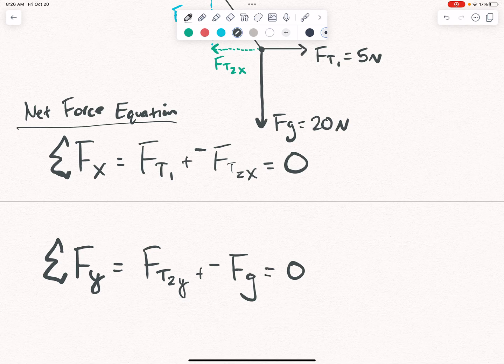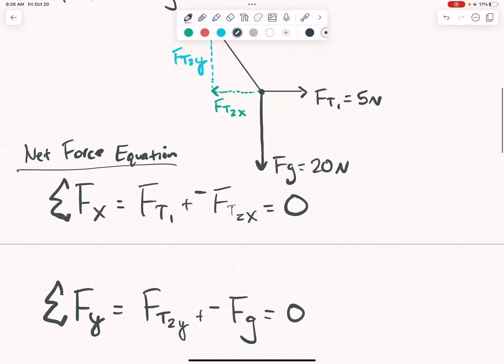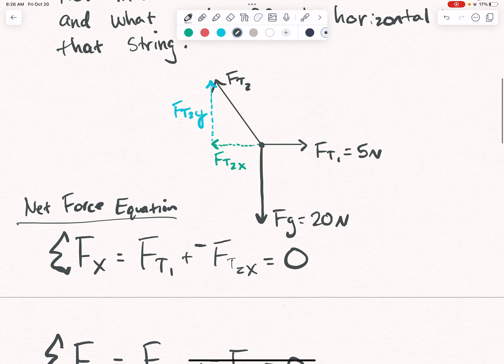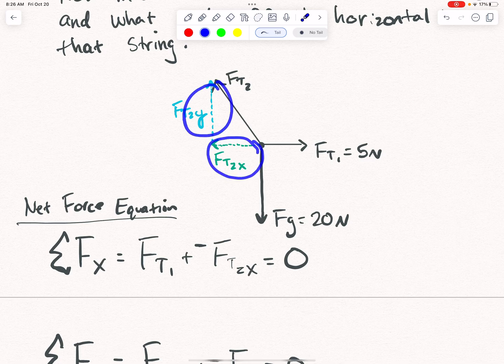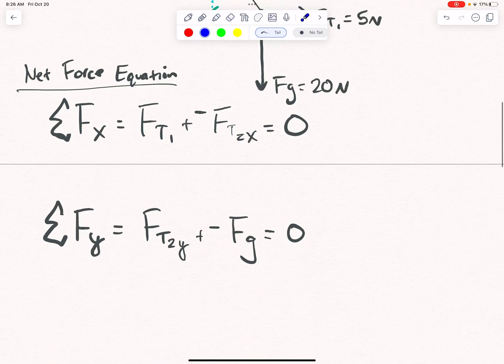So from this, I could plug in now. I have everything I need to solve for what these values of FT2 in the Y, FT2 in the X are. And by getting the components, that's going to lead me to, like, if I can solve for what this is and for what this is, that's going to lead me to what this is through Pythagorean theorem. So let's just go ahead and do that math.